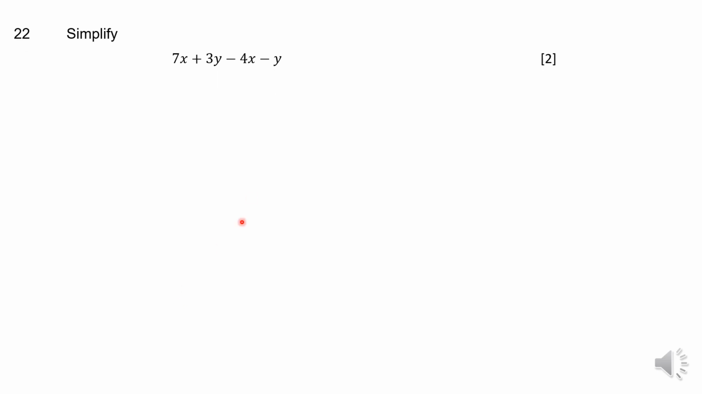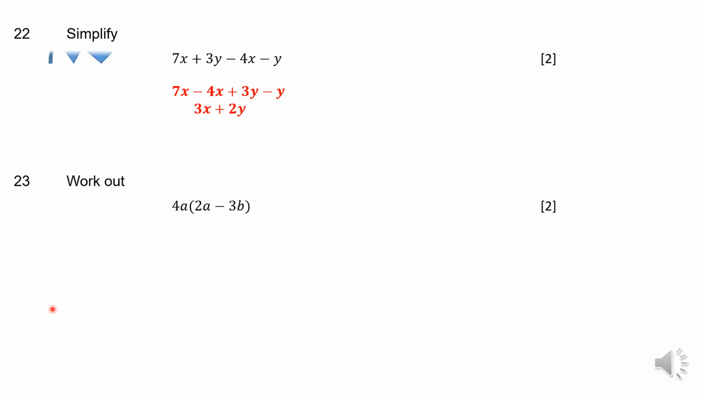Question 22, you're supposed to simplify. Now this is so straightforward. So what I did is I first rewrote, or brought my like terms together, basically 7x minus 4x. It's easy for me to see it's 3x, and then I have 3y minus 1y, which is 2y.